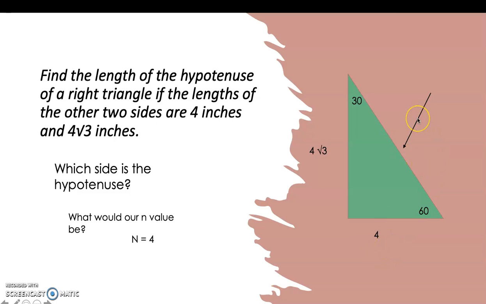So how are we going to find our hypotenuse? Look back at your notes. Look back at your ratios. What is the hypotenuse equal to? Yes, it's equal to n times 2, or 4 times 2, which will just be 8. So now we have a perfect 30, 60, 90 triangle with all of our sides labeled beautifully.